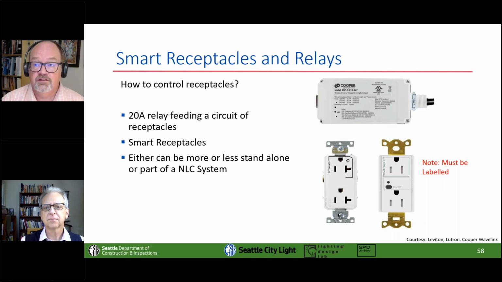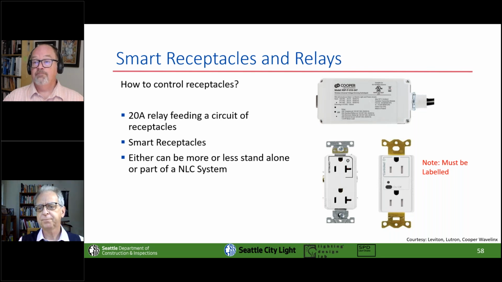The good news is that there are a couple of relatively easy ways to do this, both from a new construction and a retrofit construction standpoint. With respect to these receptacles, you can go ahead and put in controlled relays that will then feed the circuit that has the receptacles. Typically, that's a 20 amp relay like the one that we see here from Cooper. However, that can be a little bit of a pain in the butt from a retrofit standpoint.